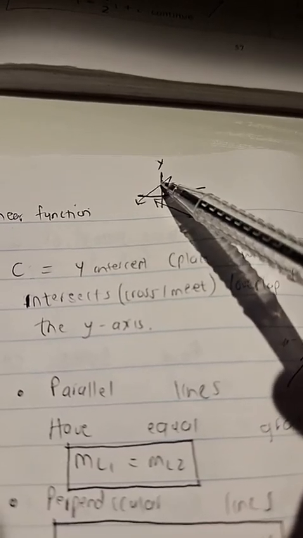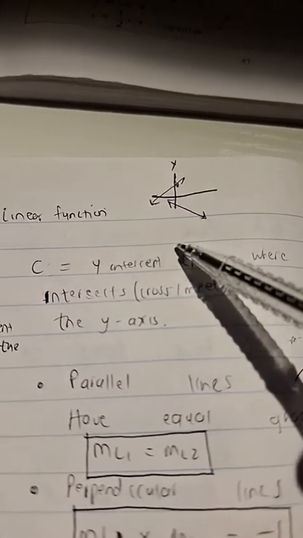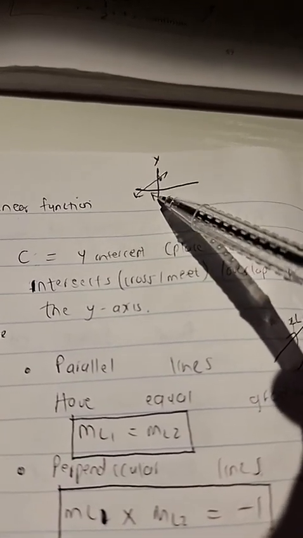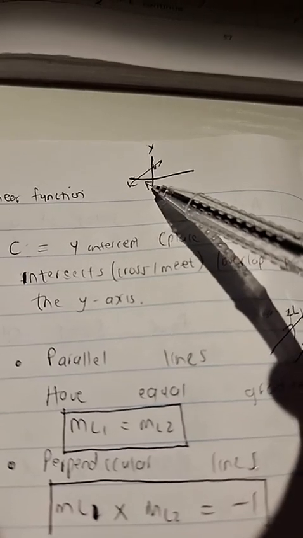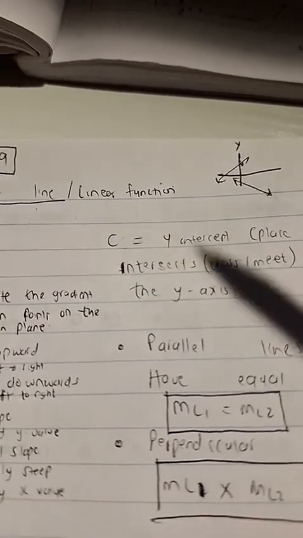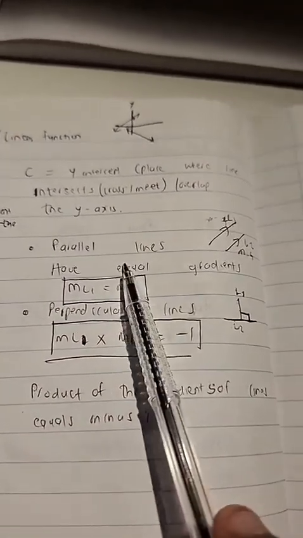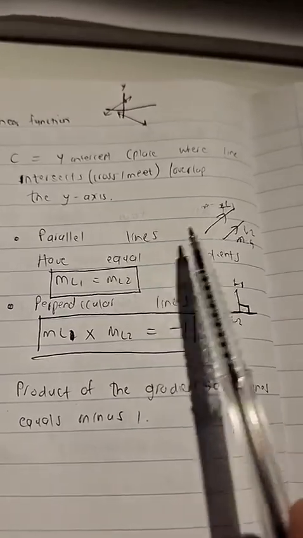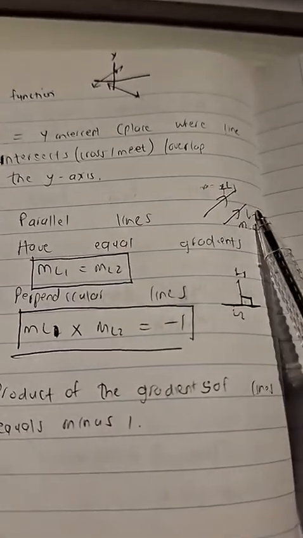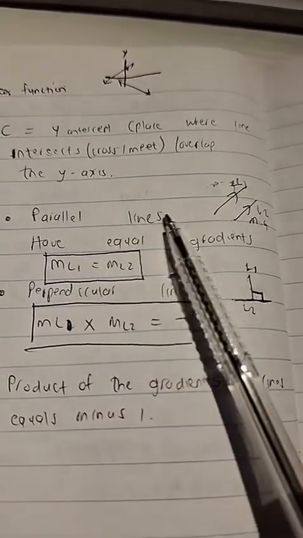So whatever that value is, it is the y-intercept. This straight line cuts the y-axis at that point. Whatever that value where the straight line cuts the y-axis, that would be our c value. And lastly, what did I say? I said parallel lines have equal gradients. The gradient of line 1 would be equal to the gradient of line 2 if those lines are parallel.